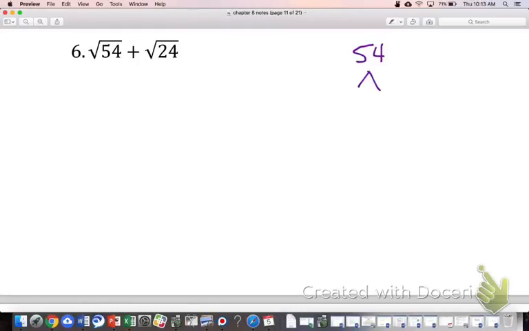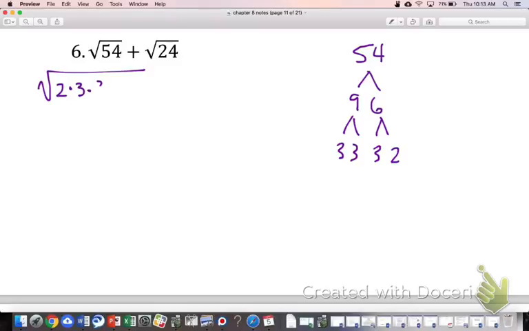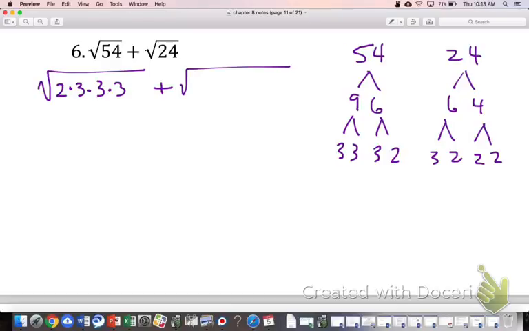So we could do 9 times 6, neither of which is prime, but we can keep breaking them down. What's 9? 3 times 3, and the 6 would be? You got it. So square root of 54 is really square root of 2 times 3 times 3 times 3, plus, let's do the same thing with 24. 6 and 4. 6 is really 3 and 2. 4 is 2 times 2. Okay, so 24 is 2 times 2 times 2 times 3.